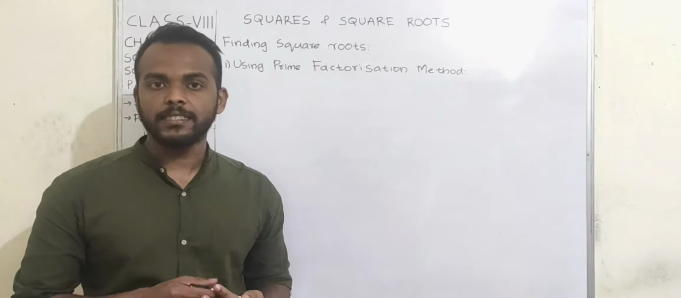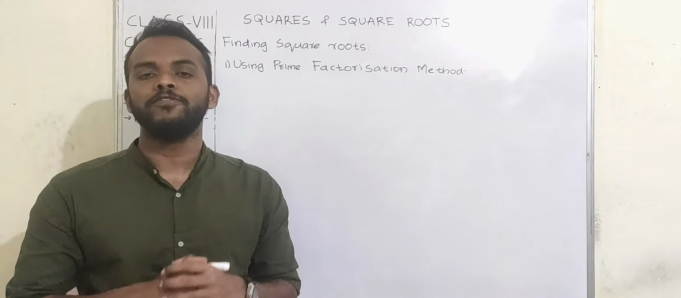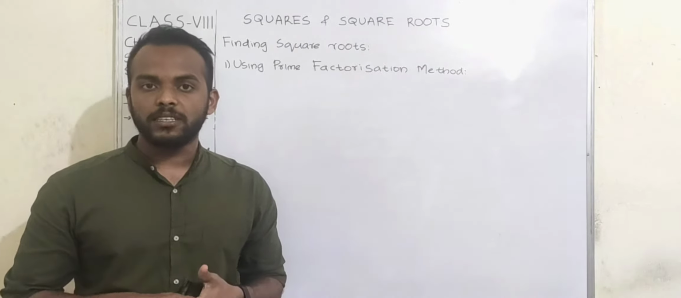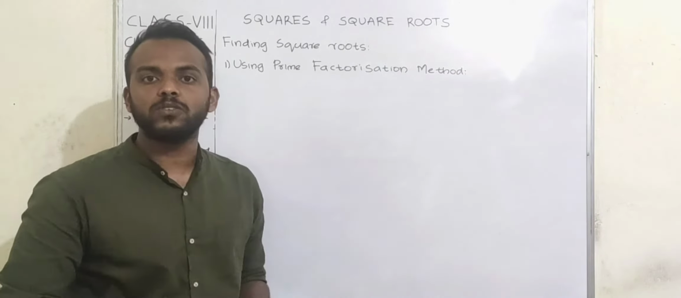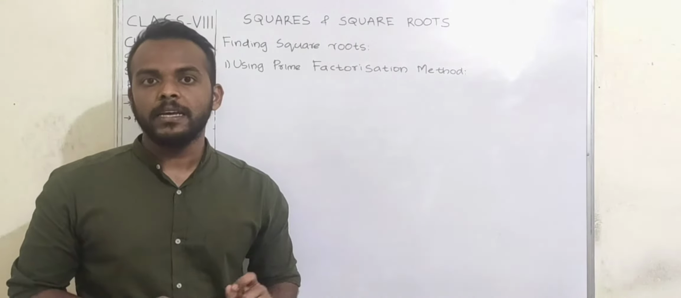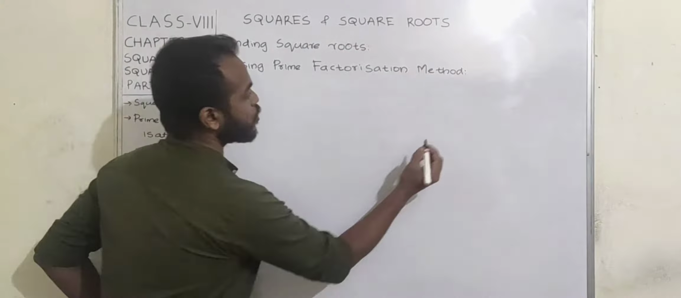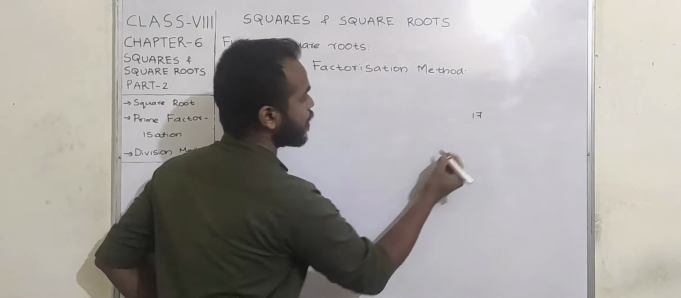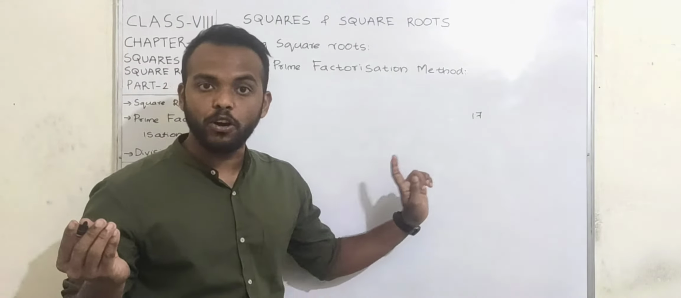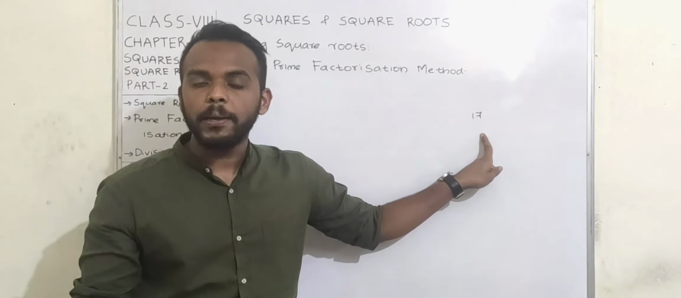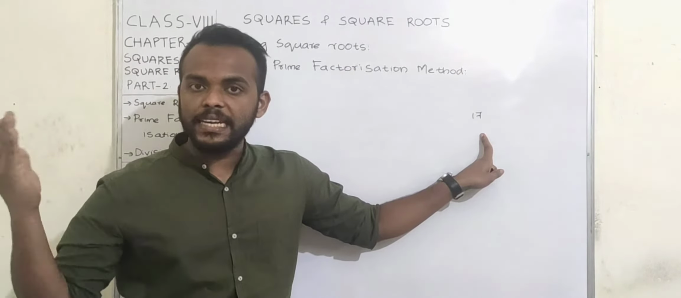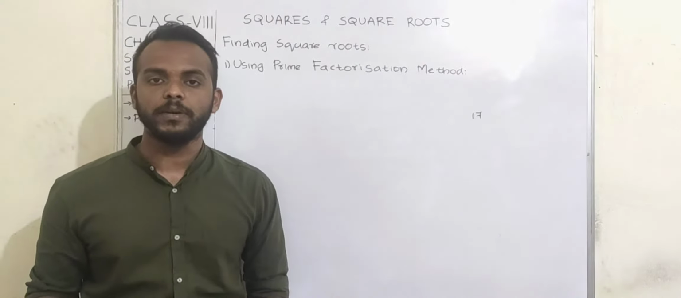In our previous classes we have learned how to prime factorize a given number. If we know prime factorization, then we can easily find the square root of the given number, provided it is a square number. That is, we cannot find the square root of 17 using the prime factorization method because 17 is not a square number. But we can find the square root of any square number using prime factorization.